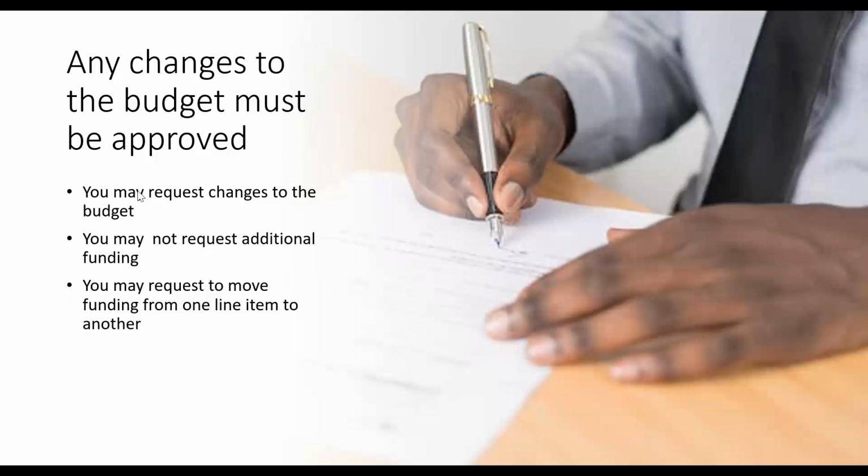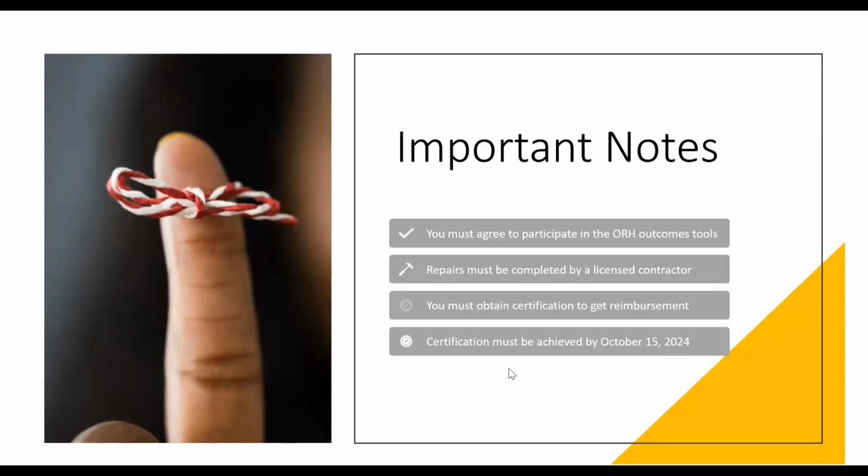And then you may again request to move funding from one line item to another line item, but that does need to be approved. So if you need to do that, you'll have to email us and we'll have to approve it in advance.